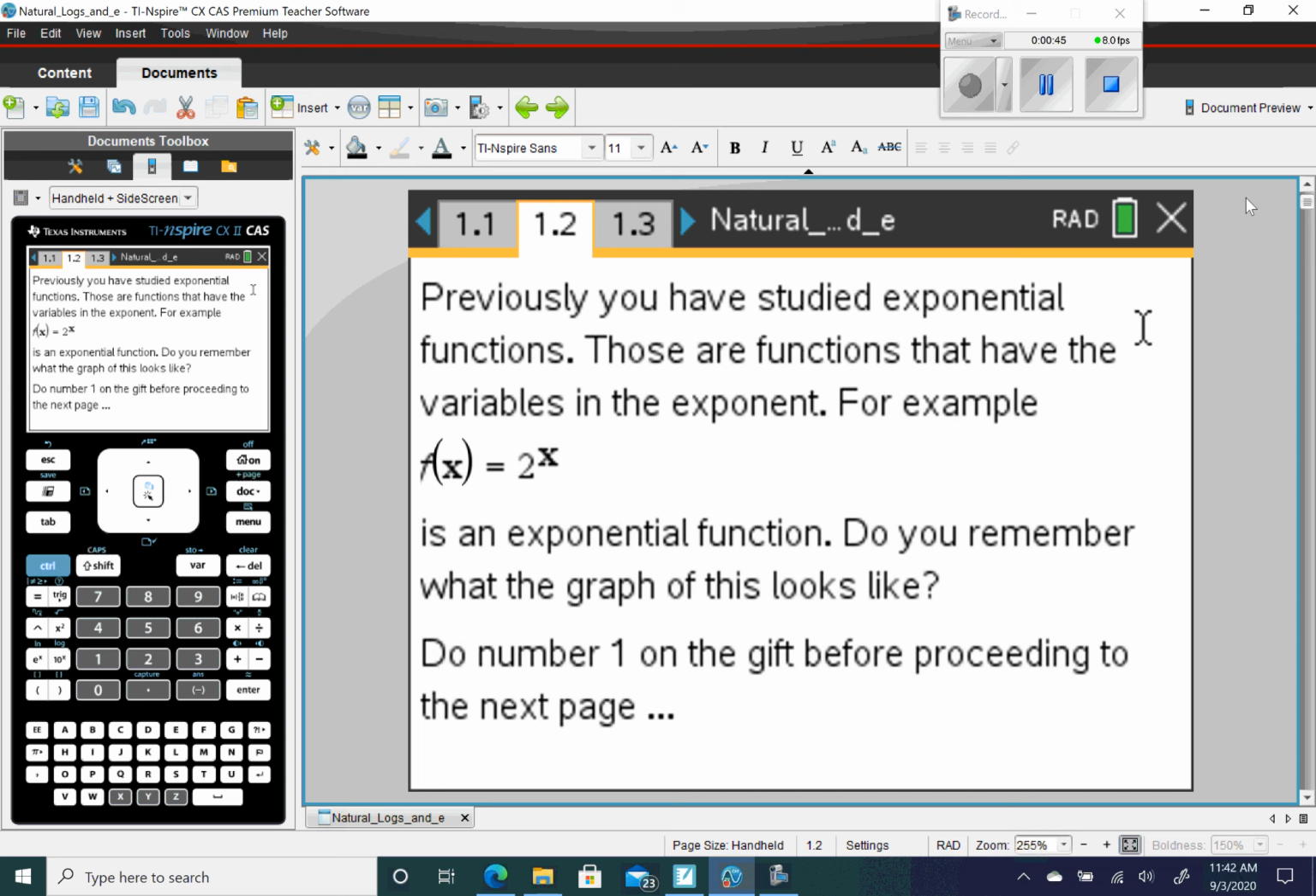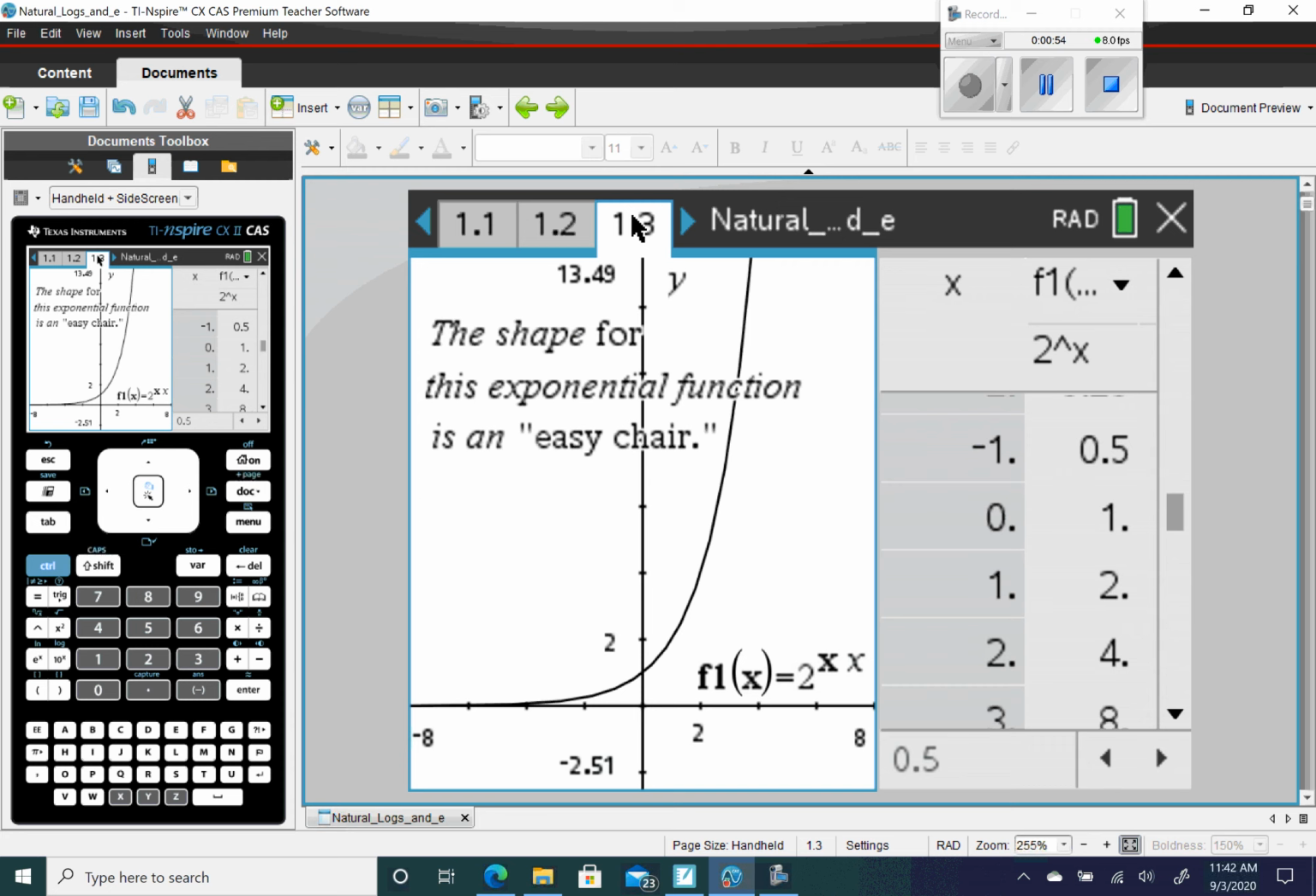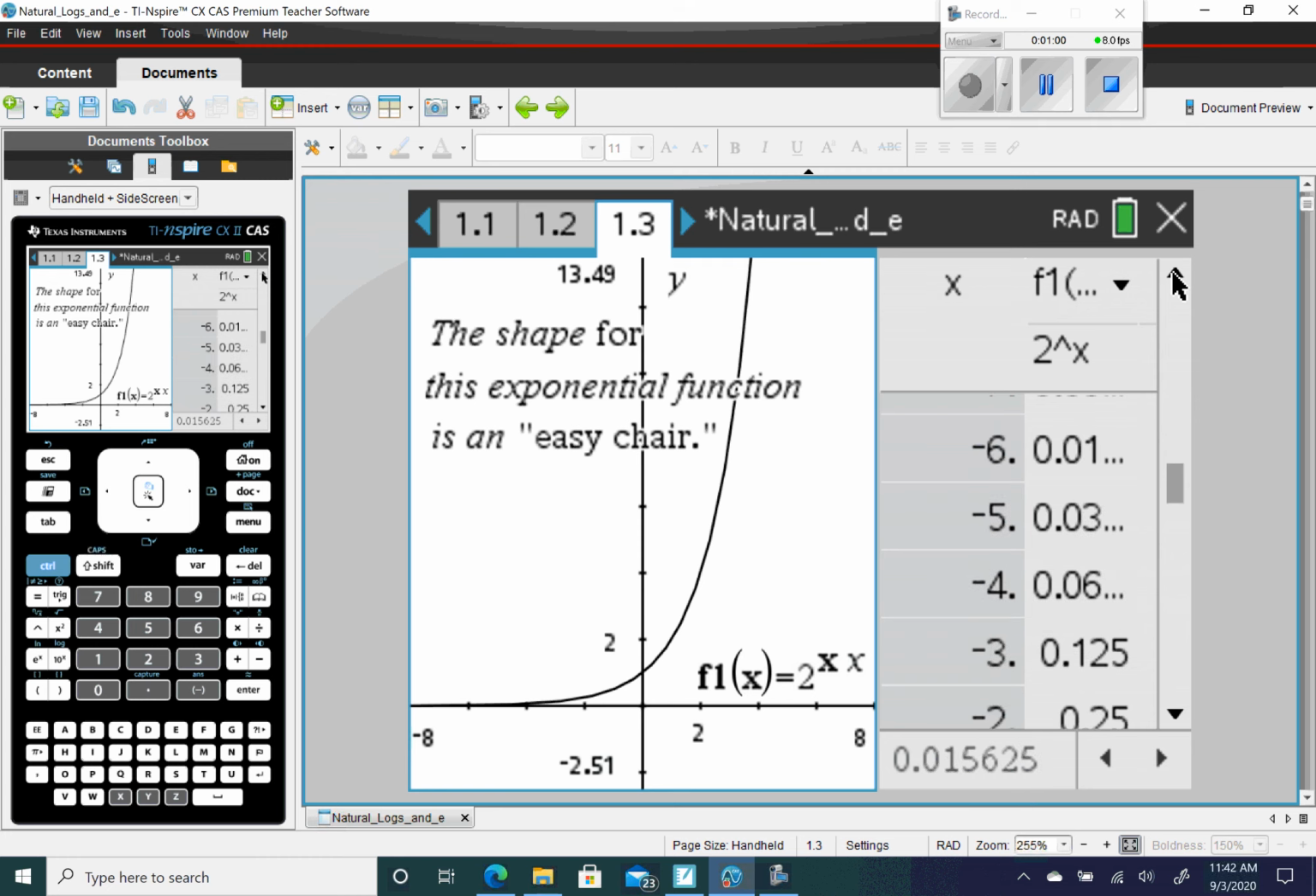All right, so again, pause the video to go ahead and do number 1 on the handout before going to the next page. Now I'm just going to scroll up and down just to show you different values.